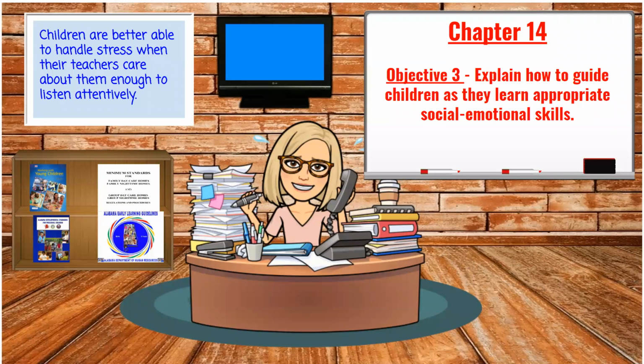The next objective is to explain how to guide children as they learn appropriate social emotional skills. One thing we know is that children are better able to handle stress when their teachers care enough about them to listen attentively. So it's really once you pick up on the cues that you saw on the slide before, and then listen to them, and then guide them as to how to appropriately handle these social emotional skills that they have.